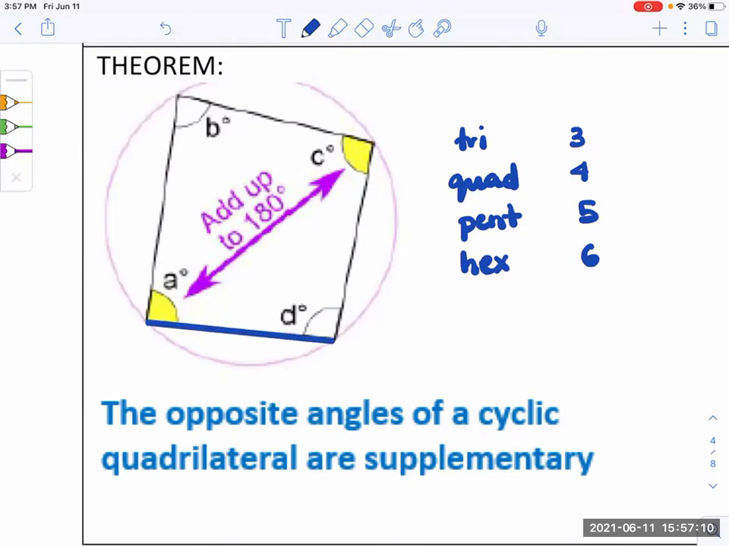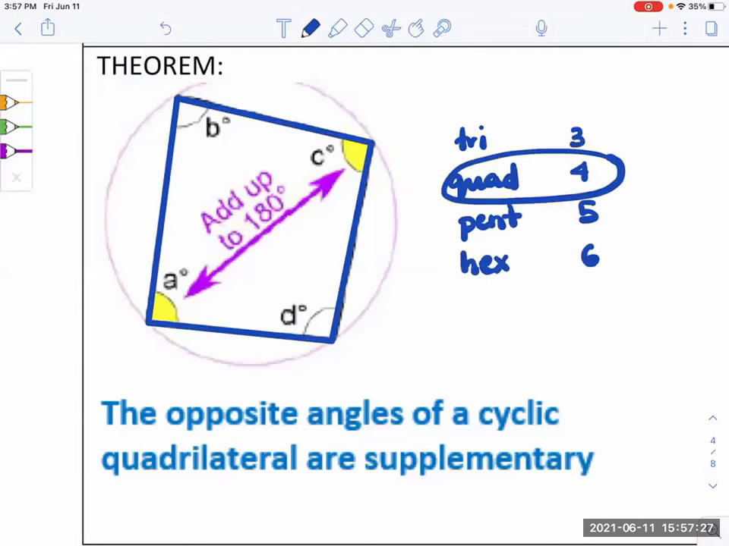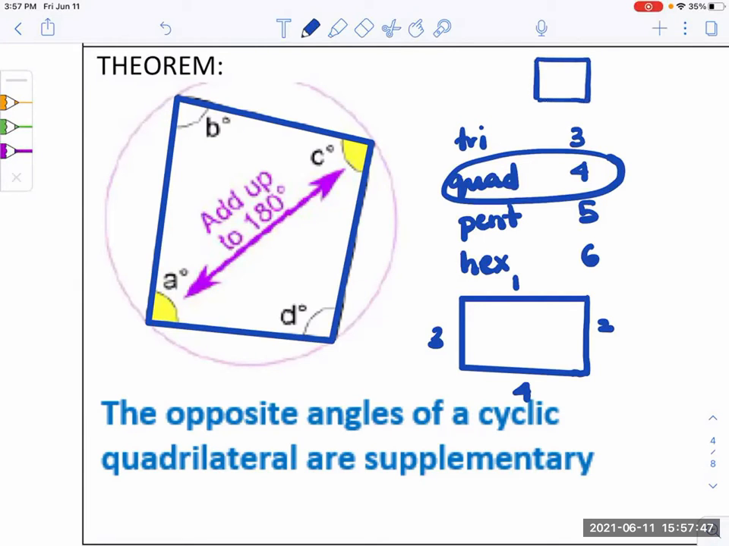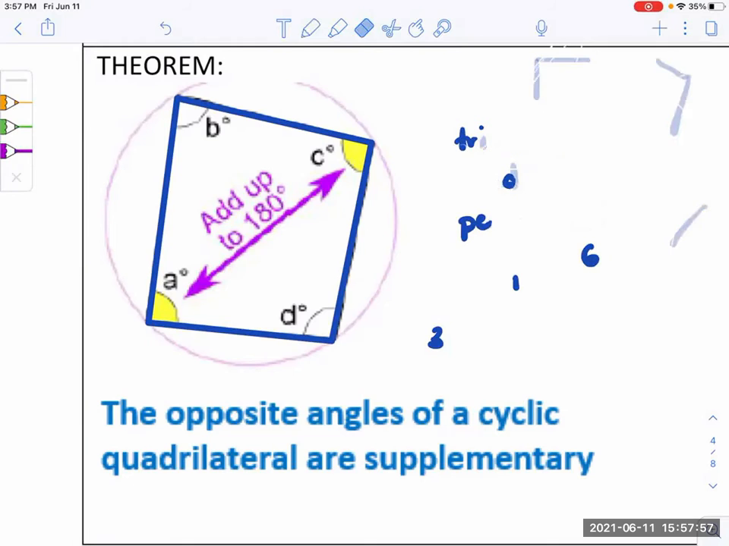Now, this is 1 side, 2 sides, 3 sides, 4 sides. So if the figure has 4 sides, it is called a quadrilateral. An example of a quadrilateral is a rectangle. This has 1, 2, 3, 4. Do you all agree? Yeah, Miss. Another example of a four-sided figure is a square. We also have a kite, a rhombus, etc. All right, so let's continue.